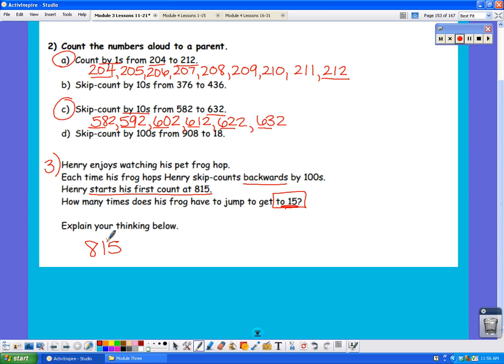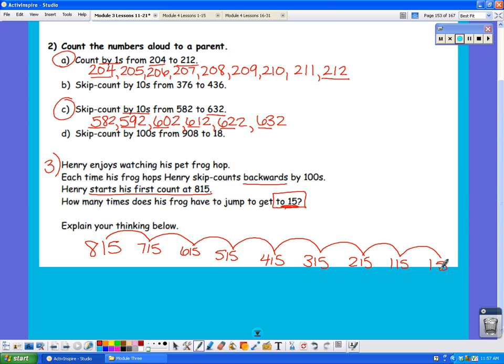We want to get to 15, but we need to first count back by 100 each time to get to 15. So if he starts at 815, I'm going to count back by 100: 715, 615, 515, 415, 315, 215, 115, and 15. So it wants to know how many times does he have to jump to get to 15. He jumped once, twice, 3 times, 4 times, 5 times, 6 times, 7 times, 8 times, and of course we always want to write a complete sentence to answer the question. So how many times does his frog have to jump to get to 15? We're going to write our complete sentence to answer it.